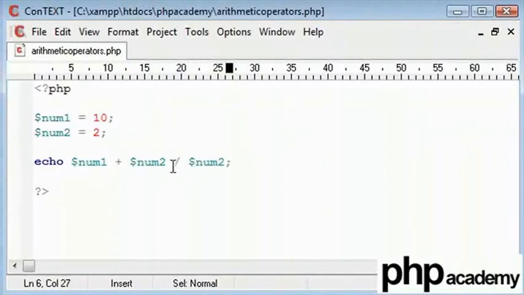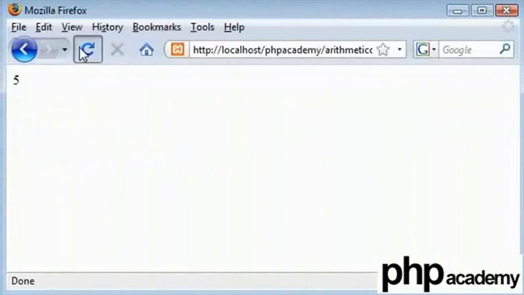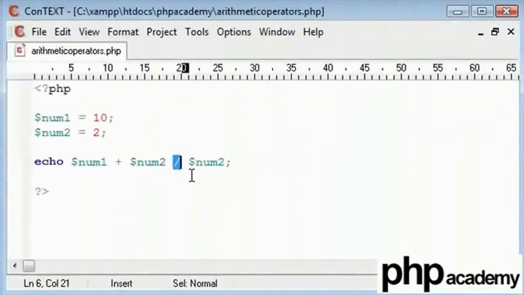But actually what this does is it takes num2 and divides it by num2, which will give 1, and add num1 to that. So that means instead of 6 we will get 11. Now the reason for this is that division operator will always work before addition operator. The same with multiply.